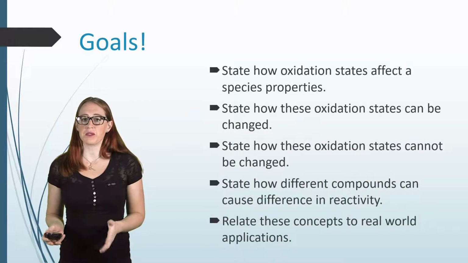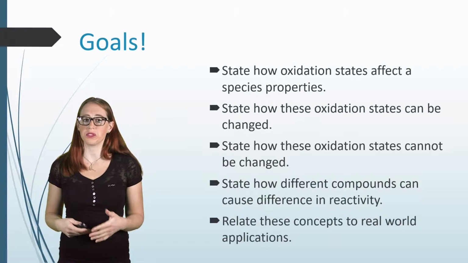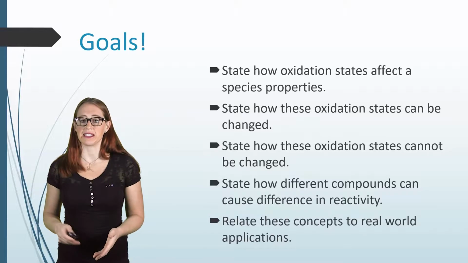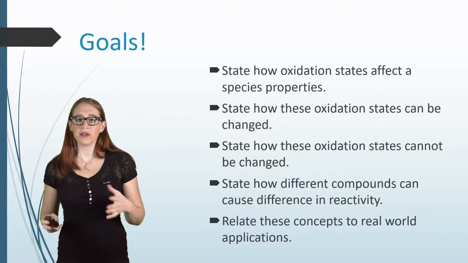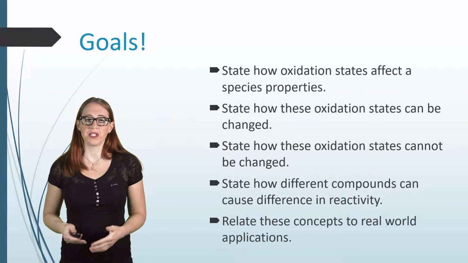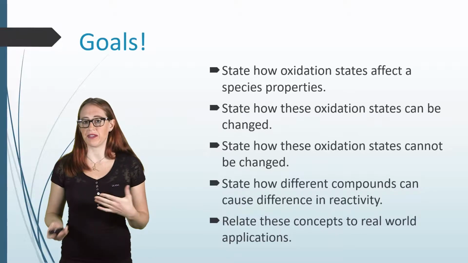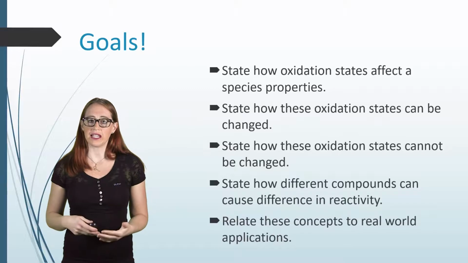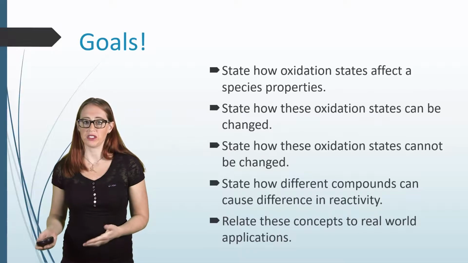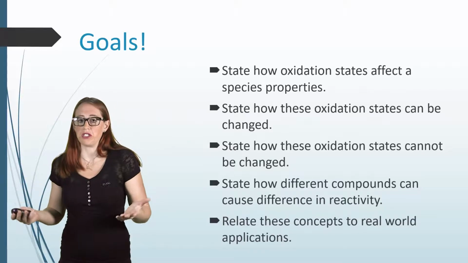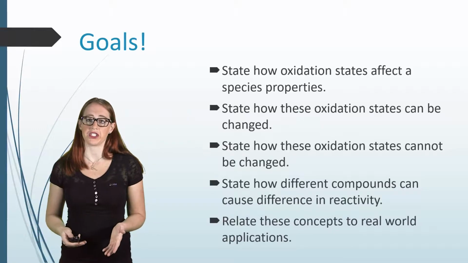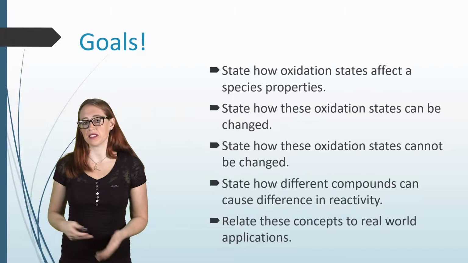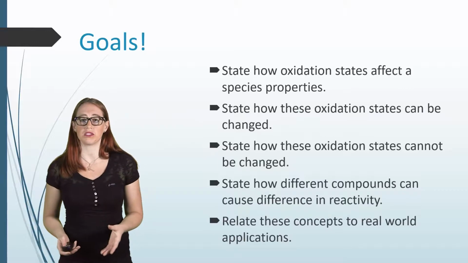This podcast was made specifically to discuss how metals, which have different oxidation states and ligands, can act very differently from each other. We have several important goals in this video. We're going to state how oxidation states affect a species' properties, state how these oxidation states can be changed, state how these cannot be changed, and relate these concepts to real-world applications, where understanding the difference in oxidation states and ligands is important to decision-making.